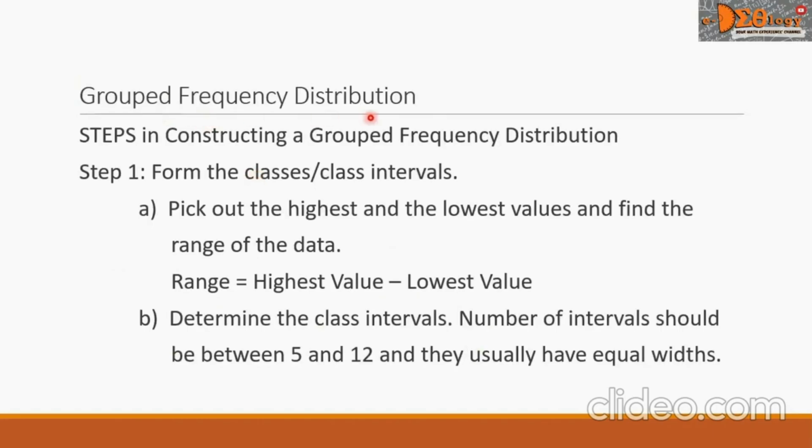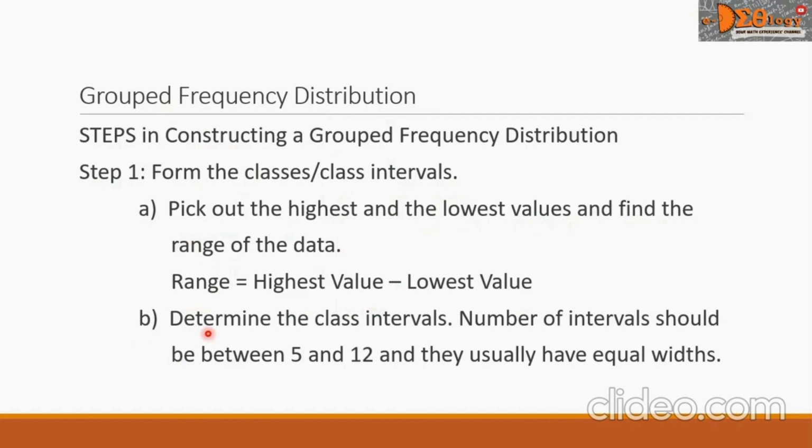For the grouped frequency distribution, there are steps to follow in constructing a grouped frequency distribution. The step 1 is to form the classes or class intervals. There are 4 sub-steps for this step 1. The first, or letter A, pick out the highest and the lowest values and find the range of the data. The formula for the range equals highest value minus lowest value.